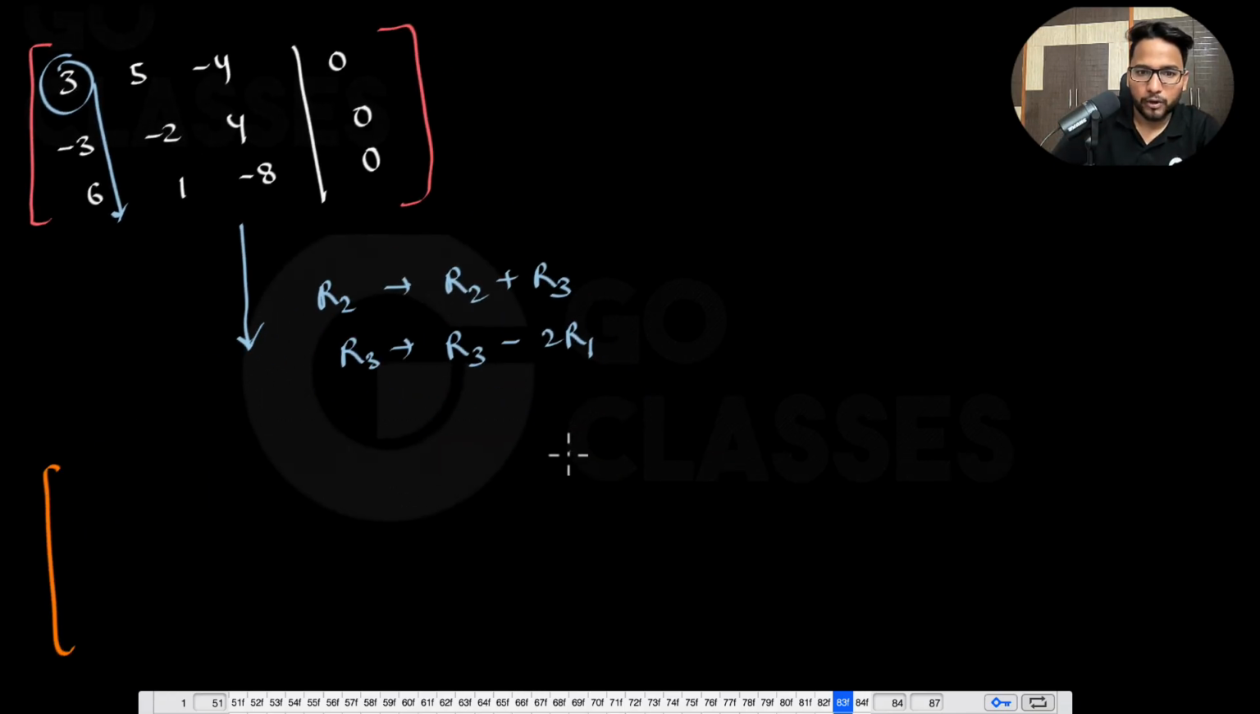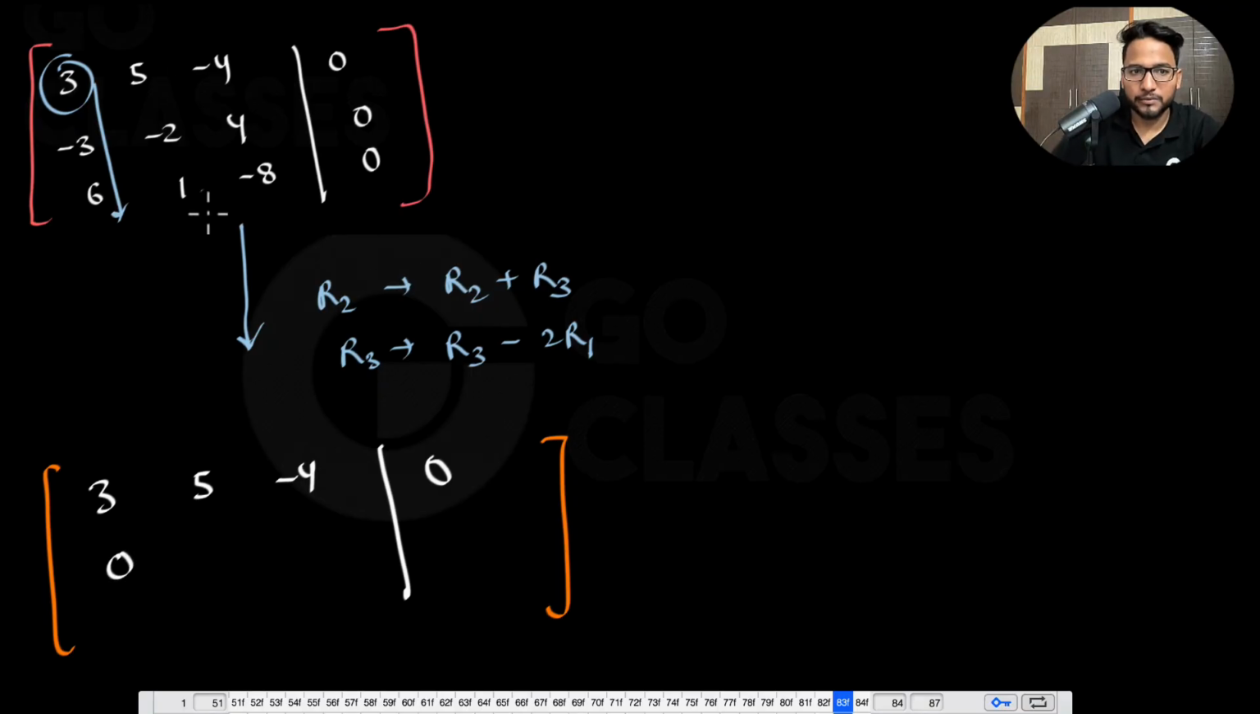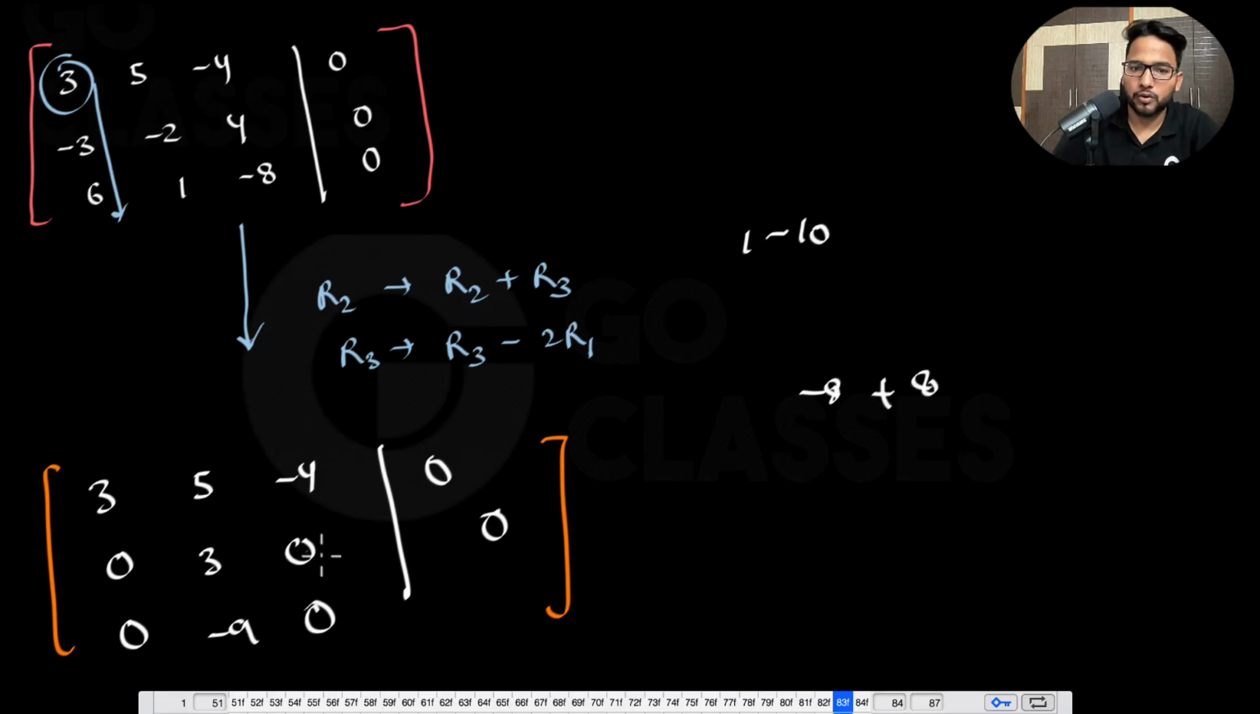So here what you will be getting is something like this, which is basically you are not changing anything in r1, so it is as it is. You are changing it, this is 0, r2 plus r3 means this will be 3, this will be 0, this is 0, and then this will be 0 because r3 minus 2r1, right? So 1 minus 10, this will be minus 9, minus 8 minus 2r1, which means minus 8 plus 8, it will be 0, right? Okay, so you got this.